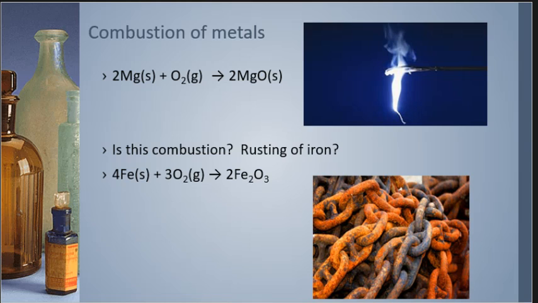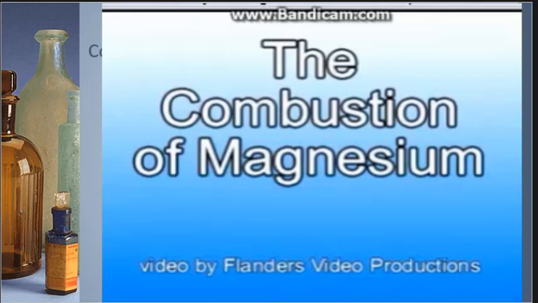So what about this? We have iron and oxygen making this, which is called rust. So is that a combustion reaction? Yeah, technically it is. It's a very slow and not as dramatic a reaction, but it is. We call it oxidation at that particular point, and it causes rust. Okay, so we're going to watch a little video on the combustion of magnesium. Here we go.